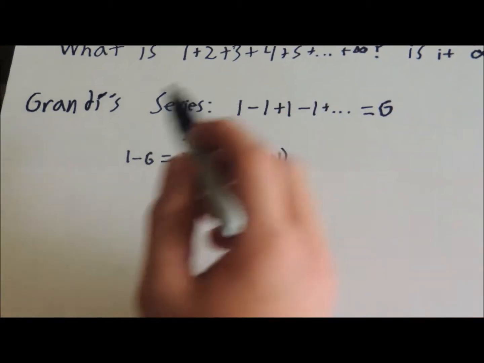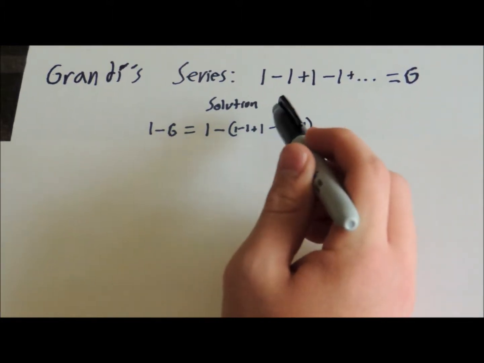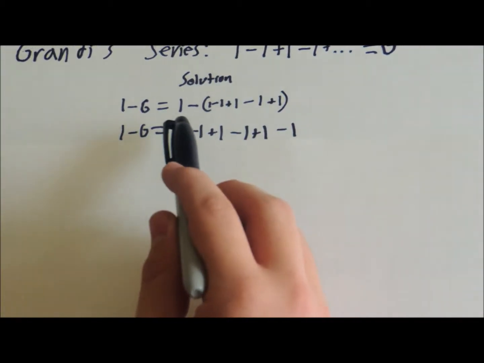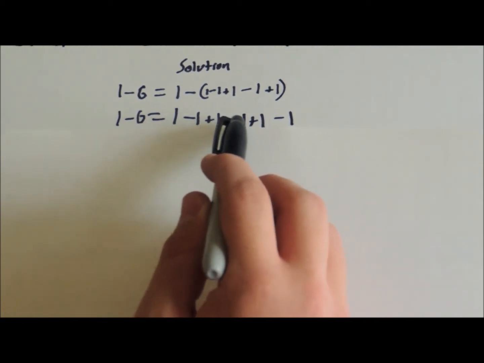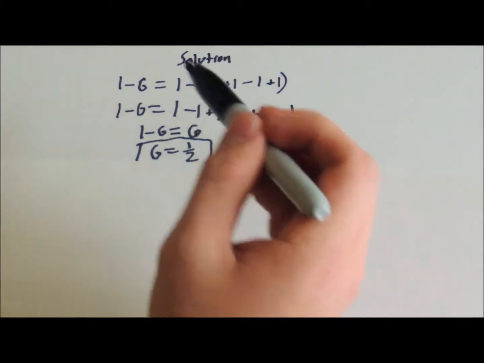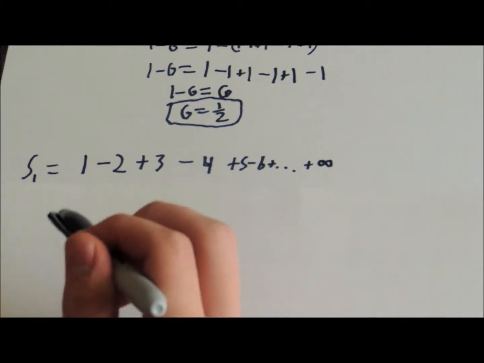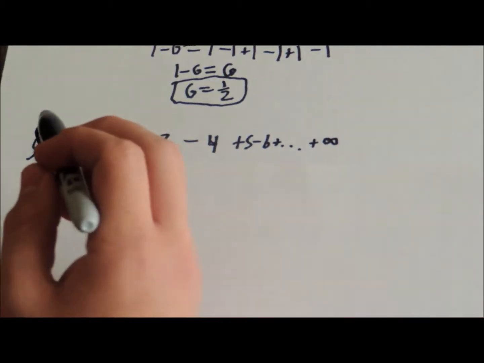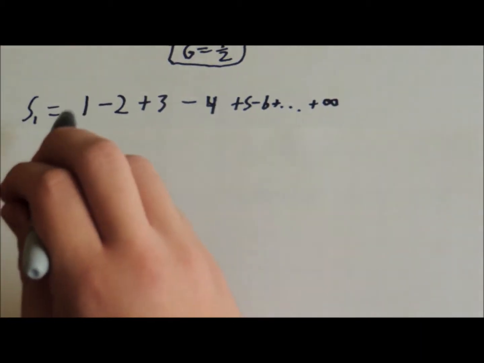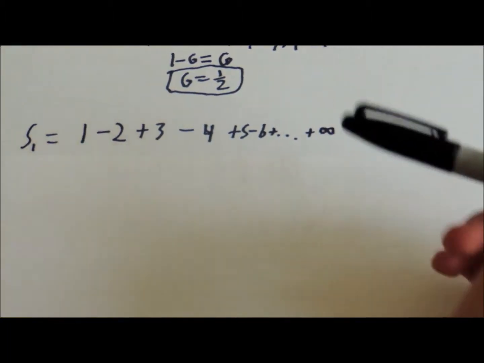To solve this, you do 1 minus g, and then that is equal to 1 minus 1 minus 1 plus 1 minus 1 plus 1. When you simplify, it turns into 1 minus 1 plus 1 minus 1 plus 1 minus 1, going on forever. So 1 minus g is equal to g, which means g is equal to 1/2. How does this help? It helps us solve the next series that we need to know. This is another infinite series. We're going to label this one S1 because it does not have a set name. S1 is equal to 1 minus 2 plus 3 minus 4 plus 5 minus 6, going to infinity, alternating.